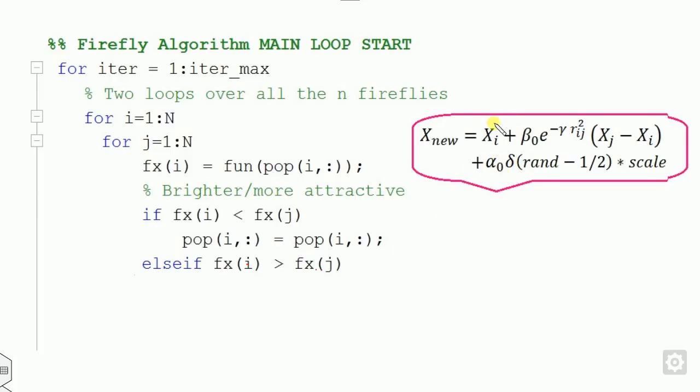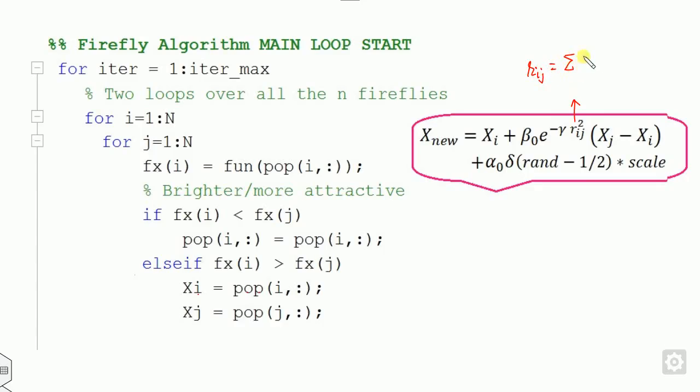So look at that. In this equation, we need the xi, we need the xj. So how do you define the xi? I call xi as population of i, xj as population of j. Now, what is the next thing? We will calculate r. What is rij? This is nothing but the summation of xj minus xi.